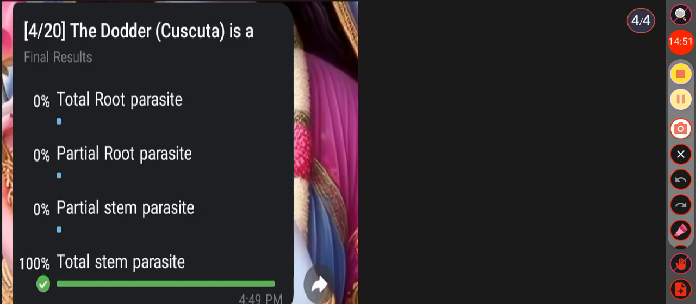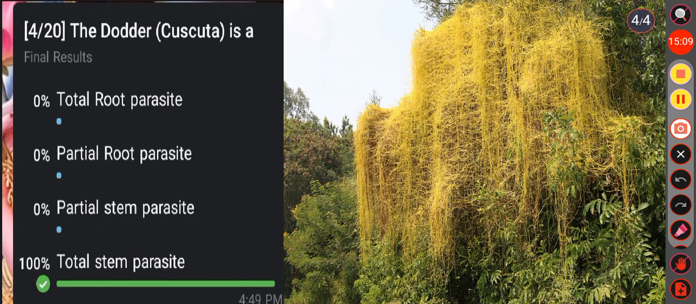Right? Then see the next question. The dodder, that is Cuscuta, is: option A, total root parasite; option B, partial root parasite; option C, partial stem parasite; option D, total stem parasite. The correct answer is total stem parasite.